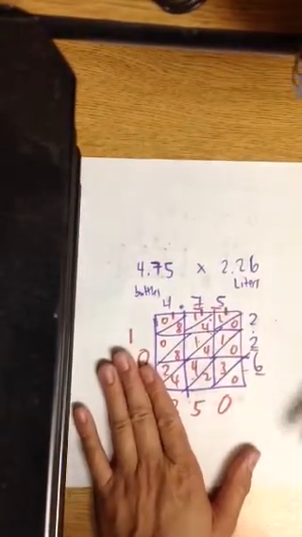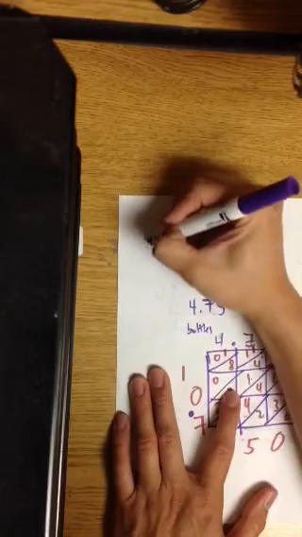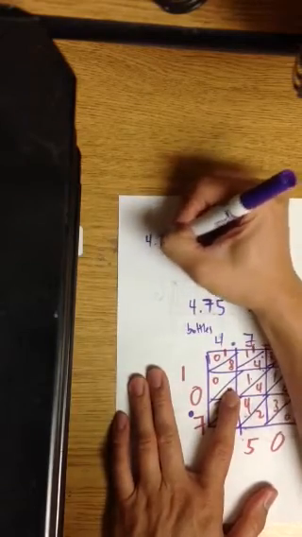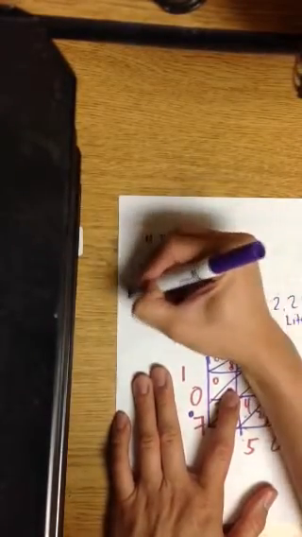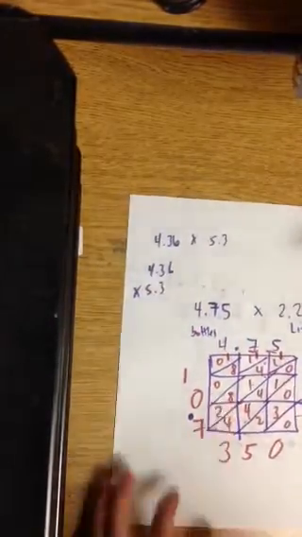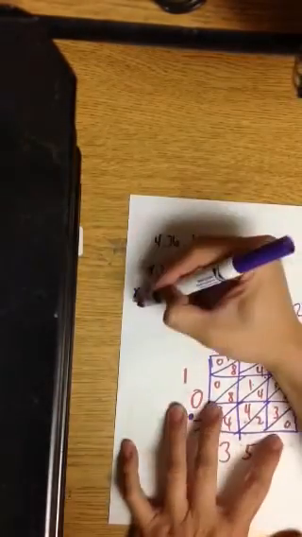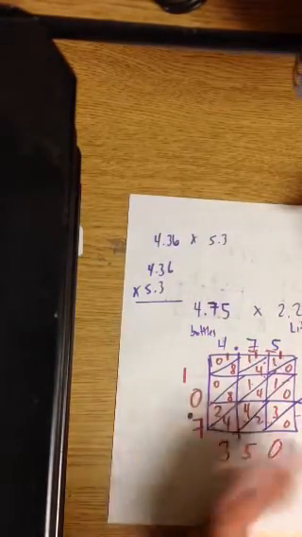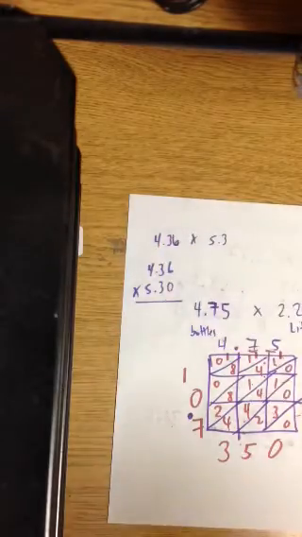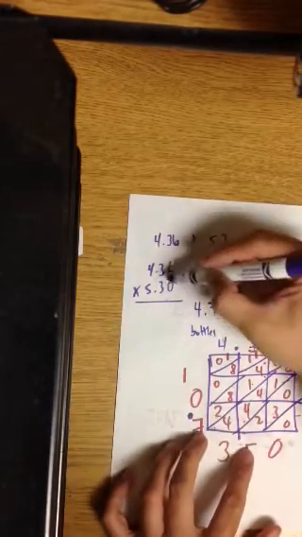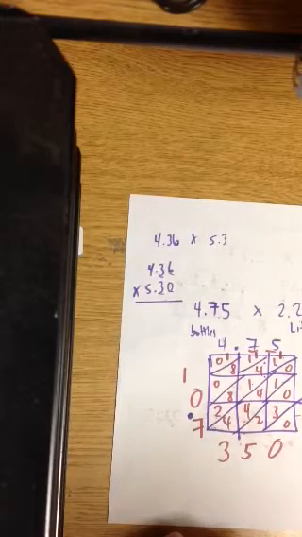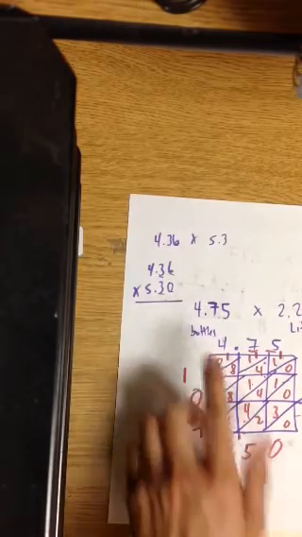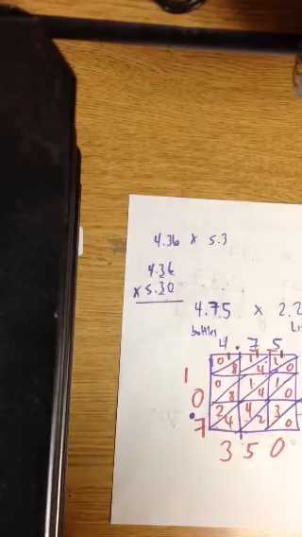If you don't like lattice multiplication, I see kids who do this. Just pretend you have multiplication like this: 4.36 times 5.3. They say, oh, we have to line up the decimal point. You could, but make sure you add an extra placeholder there. However, when you do that, now you have 4 digits behind the decimal points. So when you multiply, make sure you move 4 digits over.